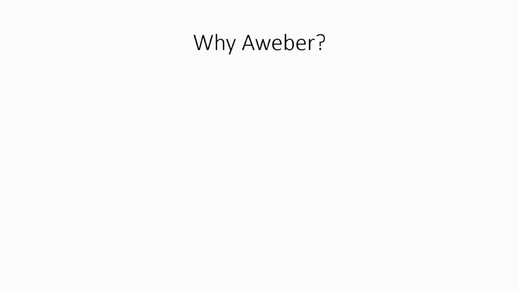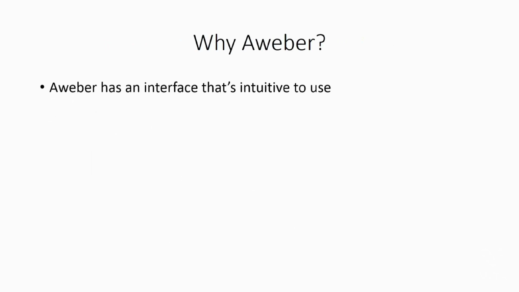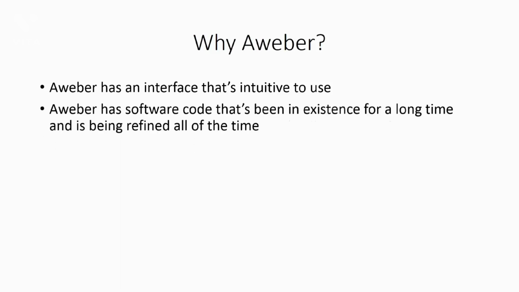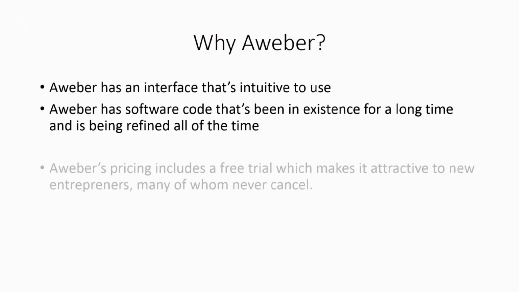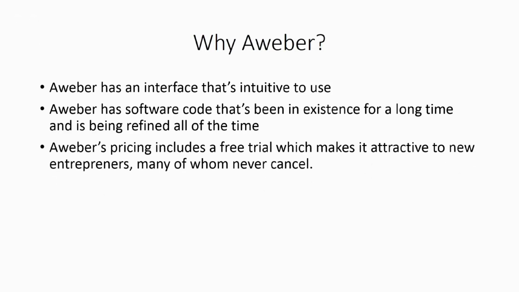You might ask now, why Aweber? It's probably because Aweber has an interface that's really intuitive to use. I mean, just about anybody can get started using Aweber and figure out how to write a message. Now for you technical people, it has software code, and Aweber's been around for a long time, so all that software code is being constantly worked on, constantly refined. That makes it easy for some of these companies we've been talking about to integrate with them. Their pricing model has been the same for probably almost a decade.